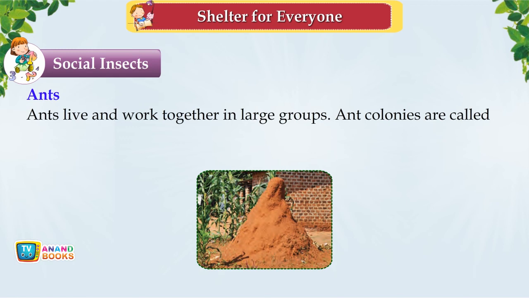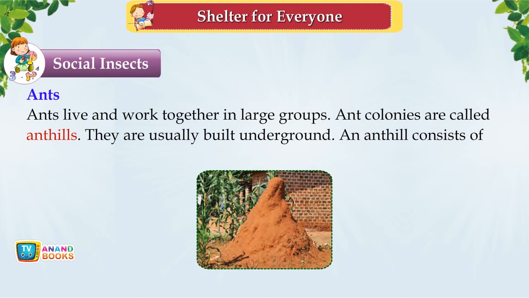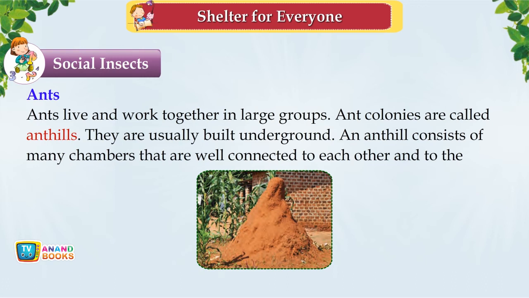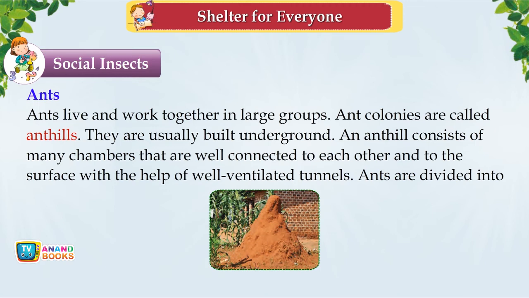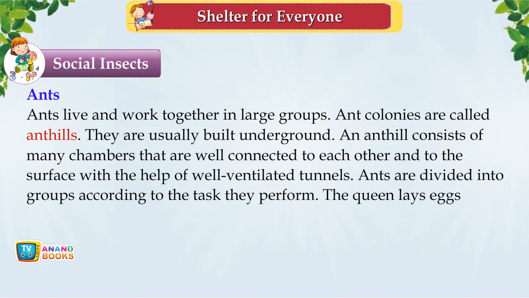Ants. Ants live and work together in large groups. Ant colonies are called ant hills. They are usually built underground. An ant hill consists of many chambers that are well connected to each other and to the surface with the help of well-ventilated tunnels. Ants are divided into groups according to the task they perform.